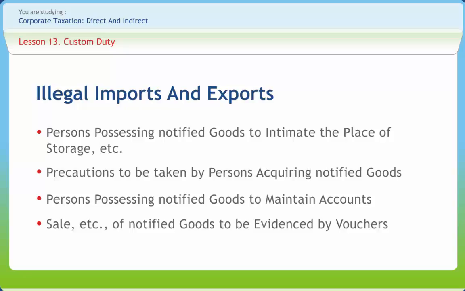Fourth is sale, etc. of notified goods to be evidenced by vouchers. On and from the notified date, no person shall sell or otherwise transfer any notified goods unless every transaction in relation to the sale or transfer of such goods is evidenced by a voucher in such form and containing such particulars as may be specified by rules made in this behalf.